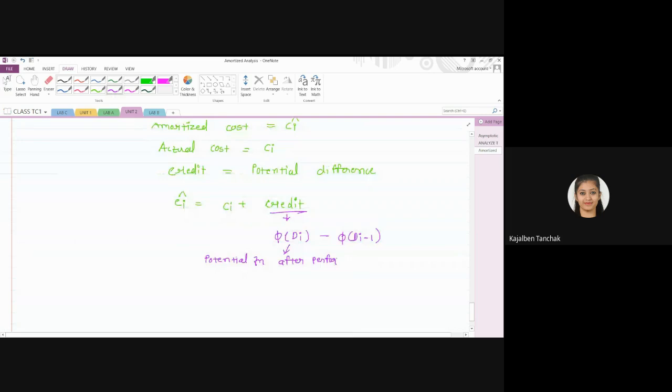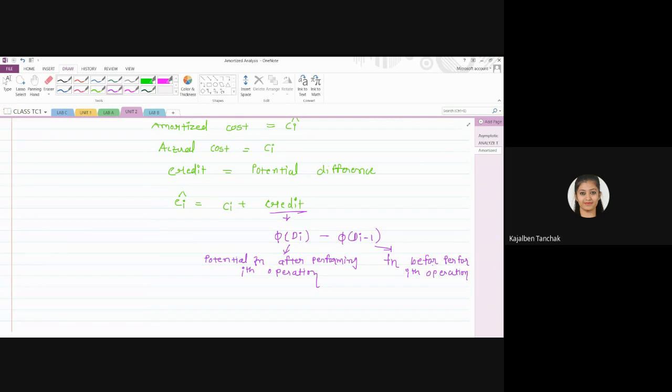After performing the ith operation. And this is nothing but the potential function before performing the ith operation. Here the potential function will depend on the type of the data structure.